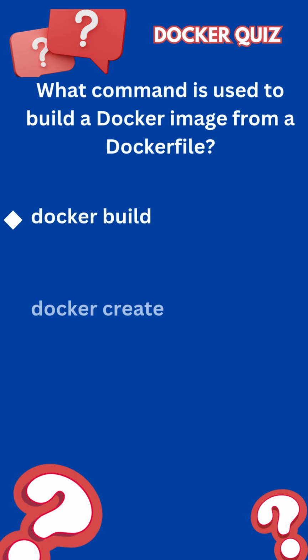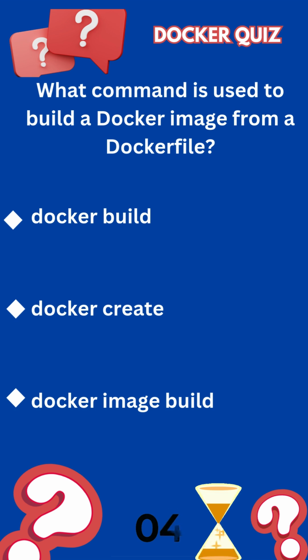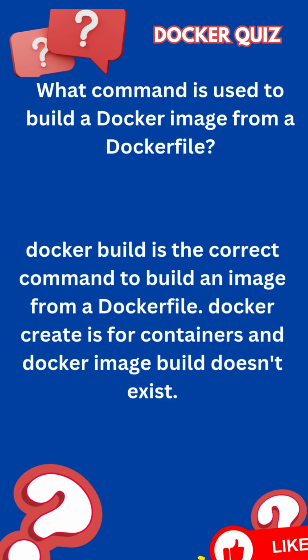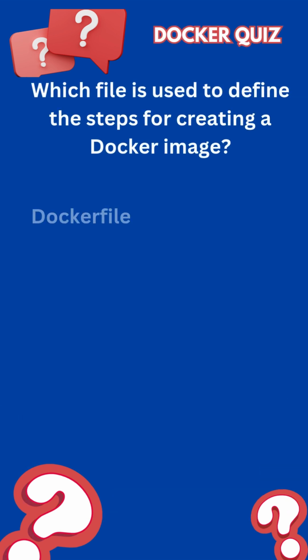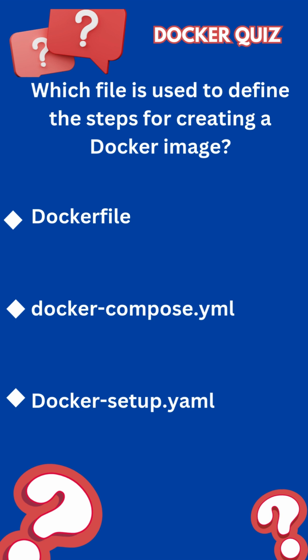What command is used to build a Docker image from a Dockerfile? Which file is used to define the steps for creating a Docker image?